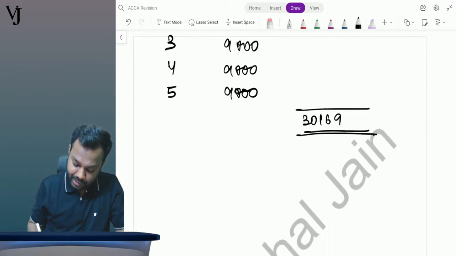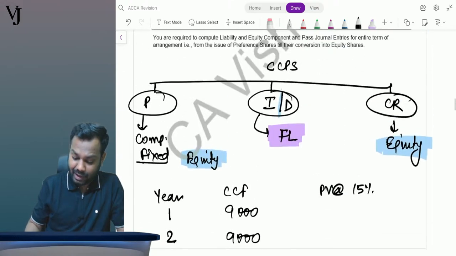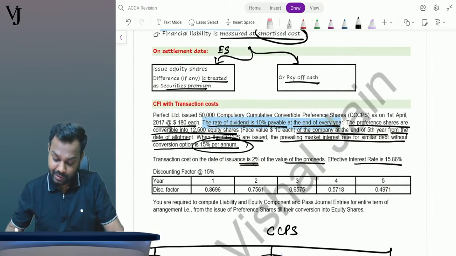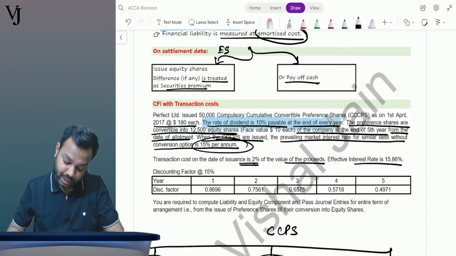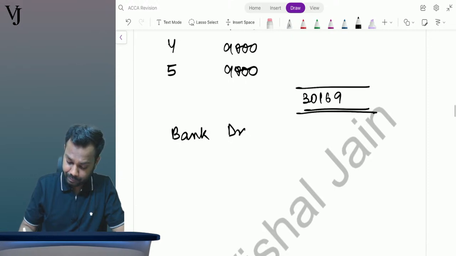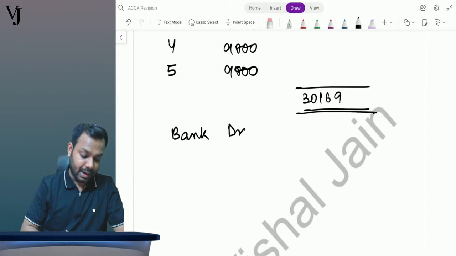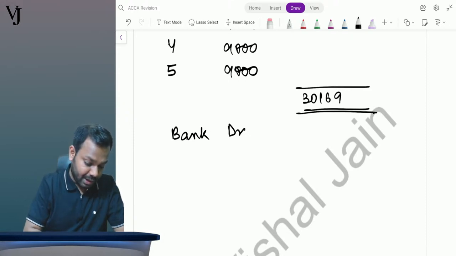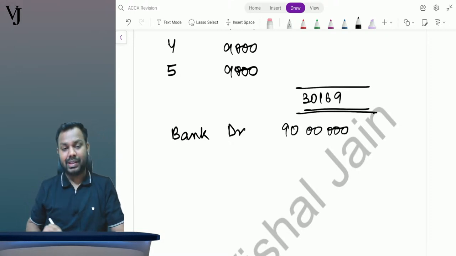Now, what is the general entry that I'll pass? Bank account debit. Tell me what is the amount that I have received in the bank. 50,000 into 180 is how much? 9 million, I believe. Yes, 9 million. So I'll write the full amount. This is the amount I have received in the bank.